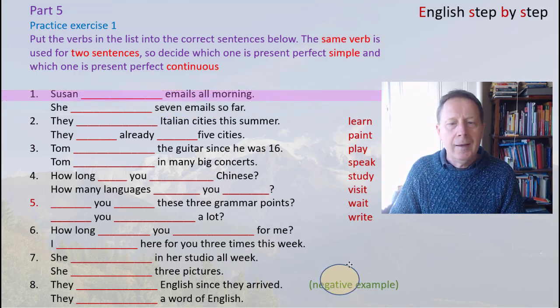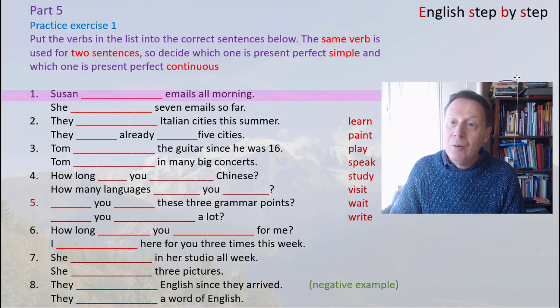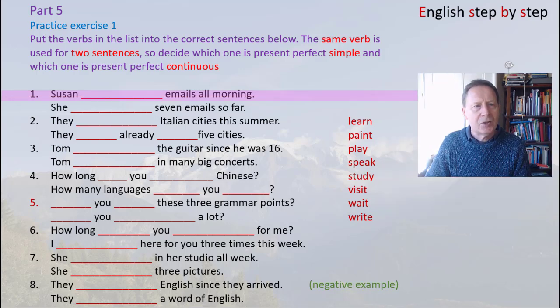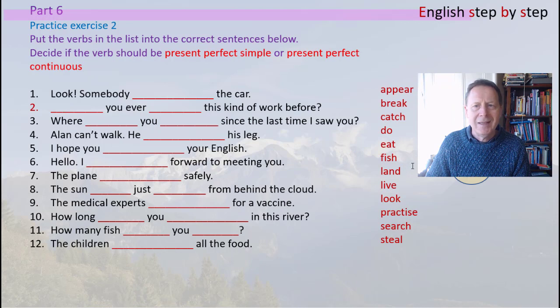And here in number 8 you have a negative example. So you have to think about how do you change it into a negative verb. So that's practice exercise 1. Practice exercise 2 is the same idea with different verbs. Appear, break, catch, do, eat, fish, land, live.